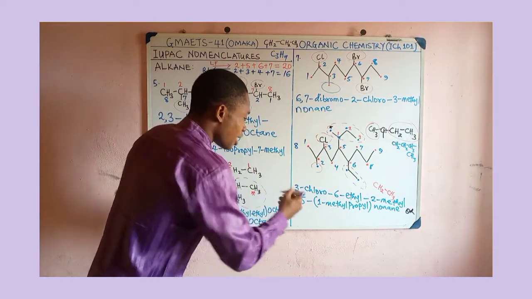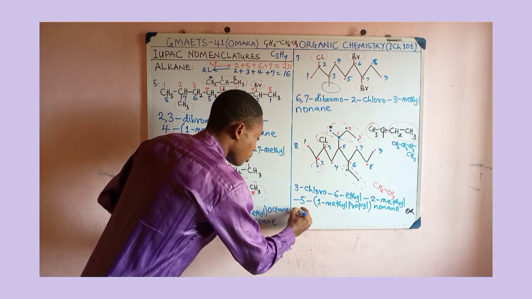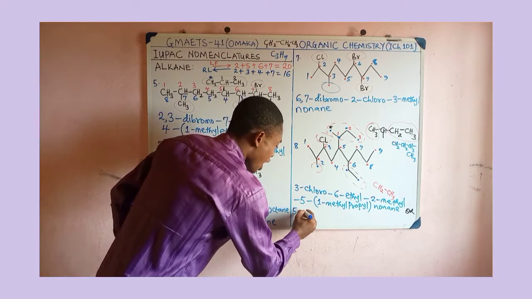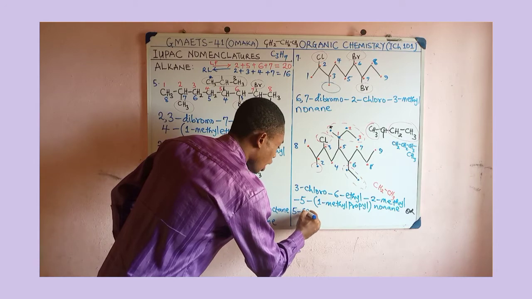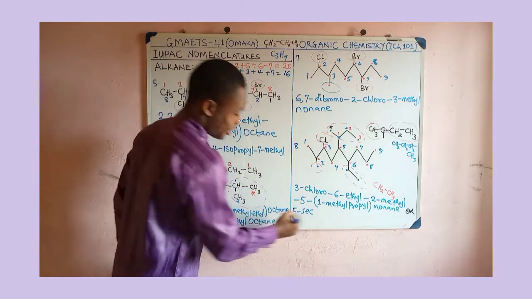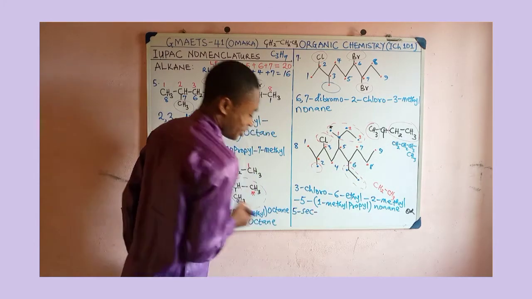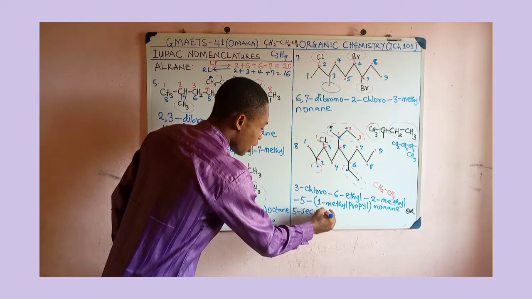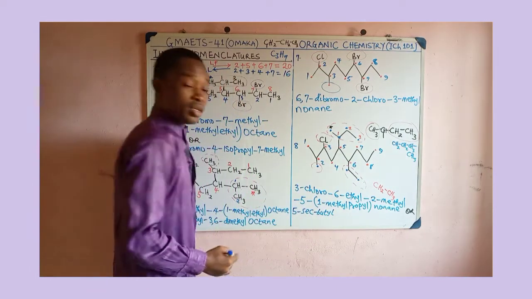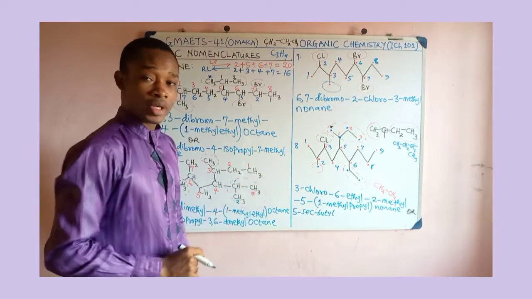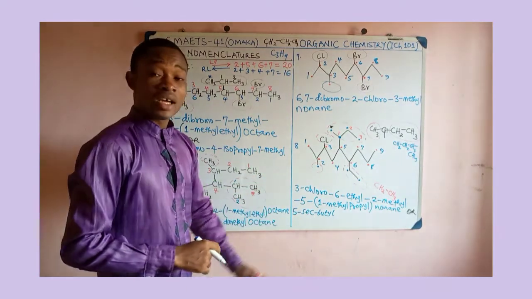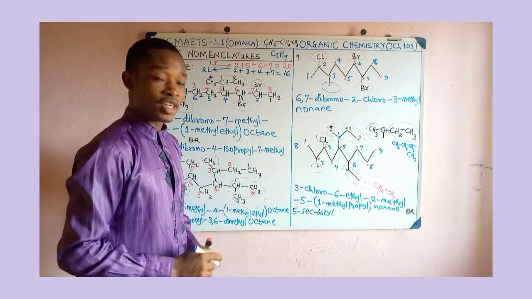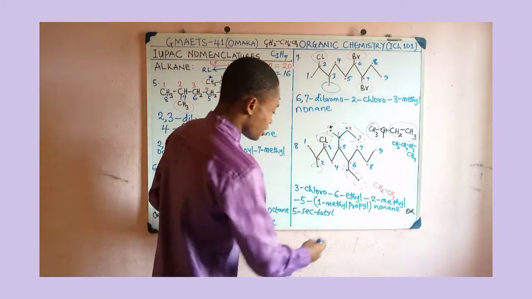On the fifth carbon atom of the parent, we have sec-butyl. So I'm trying to italicize my sec. Very funny, right? So sec-butyl, and this is how you write it. The sec and the butyl, there is a hyphen between them. And remember, between number and alphabet, you put a hyphen as well. So done with that, sec-butyl.